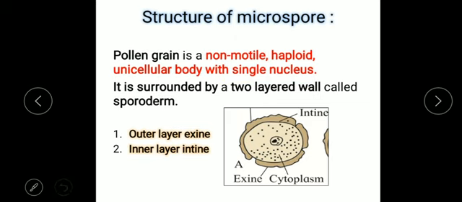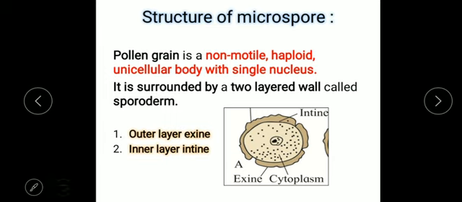Then about the layers, you can see they have 2 layers which are called the sporoderm. Derma means skin or layer, and sporo means of spores or microspore. So here there are 2 main layers. Only 2 layers are there, the outer layer and the inner layer.